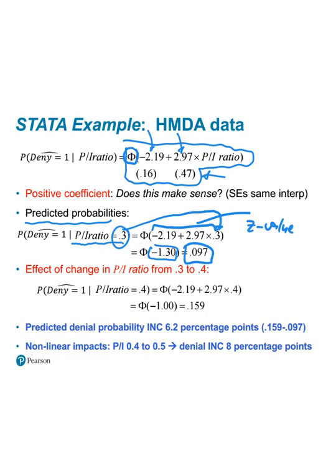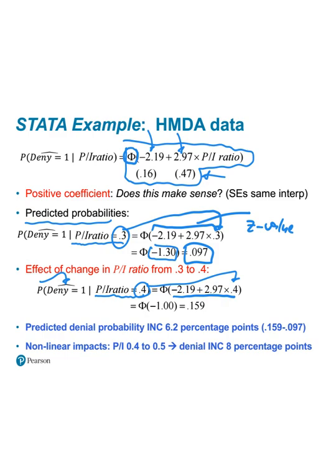What if, however, your PI ratio goes from 0.3 to 0.4? So we're going to update the PI ratio, it is now equal to 0.4, and we're trying to estimate the probability of denial of our loan. Right, so we're going to plug in the 0.4 right here, and again, we're going to update our z value.